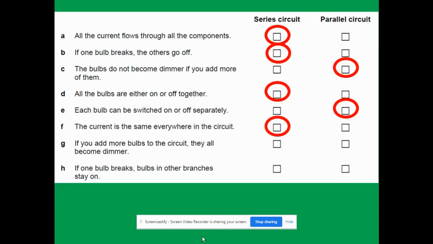If you add more bulbs to the circuit, they all become dimmer. Well, that tells you that the energy is being shared between the bulbs, so it's a series circuit. And if one bulb breaks, bulbs in other branches stay on. So there it's talking about other branches. When there's more than one branch, more than one route for the electricity to take, it's a parallel circuit.